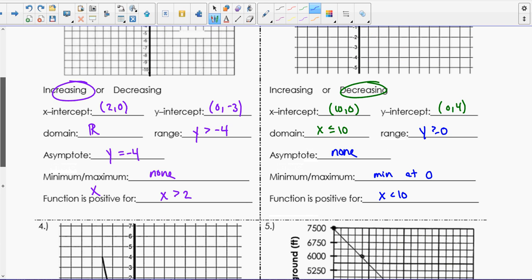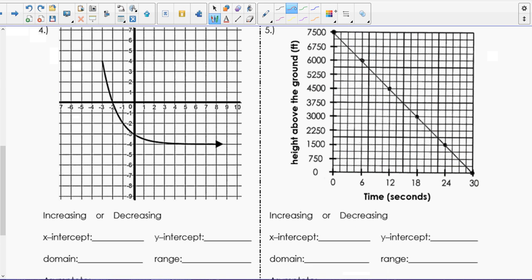Alright, let's try another one. Number 4. Okay. This right here, you guys can put a point since there's no arrow. Let's assume that that's stopping. As I work from left to right, this is decreasing. I can see I hit my x-axis right there at negative 2, 0. I end up hitting my y-axis right there, which is 0, negative 3.